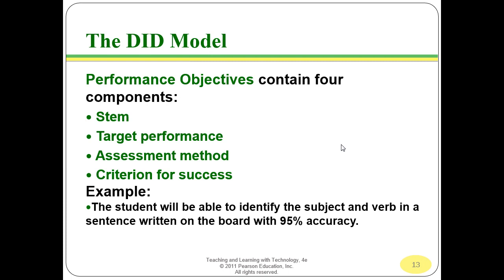And then the criteria for success, 95% accuracy. So 95 times out of 100, they're going to get it right. Or you can say 9 times out of 10, they would get it right. That is what's going to be the determining factor of whether they know it or they don't, by that percent accuracy.